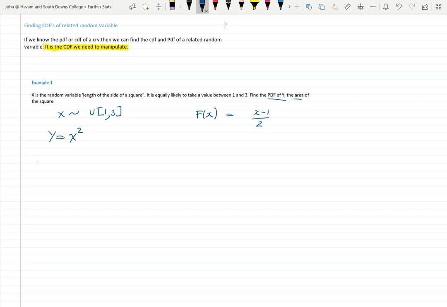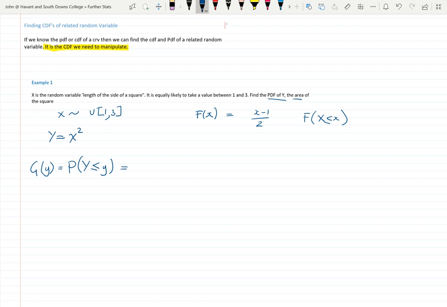So let's call it capital G, because it's not going to be the same function as the F. I'm going to call it capital G of little y, which will refer to the probability of Y being less than or equal to y. Remember, that's what a CDF does. It gives you the probability of a particular observation of that random variable being less than a particular number. That's what the CDF gives us. So we want the one for capital Y and little y here.